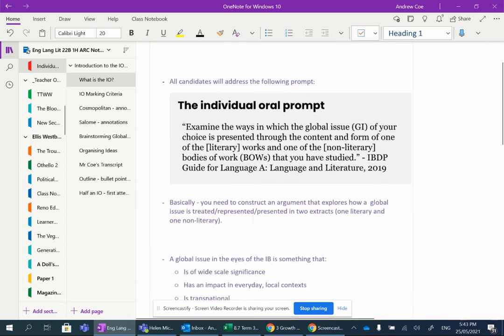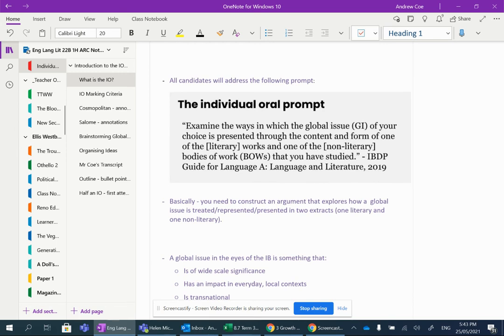All of you will essentially address this prompt. Examine the ways in which the global issue of your choice is presented through the content and form of one of the literary works that you've studied. So that would obviously be poetry, prose, drama, and one of the non-literary bodies of works that you've studied. So if you're in my class, that would be either Cosmopolitan or GQ magazine covers. What else have we done? Generation Wealth documentary and photos, the blog posts of Reniero Smith, The Trouble with Women, etc., etc.